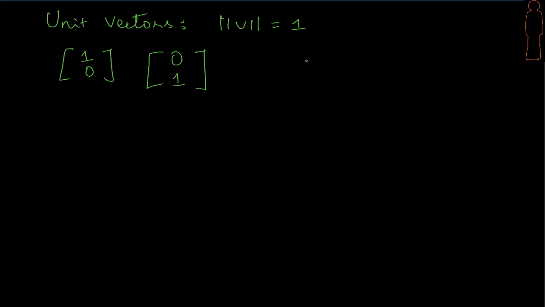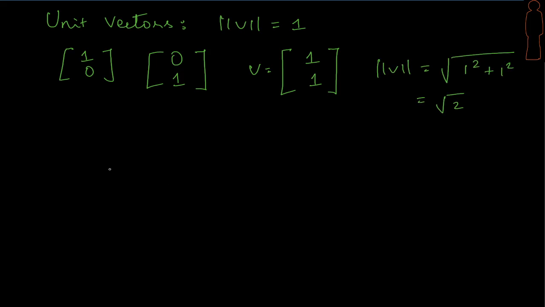One common mistake that we tend to make is that we sometimes pick up the vector 1, 1 and mistake it for a unit vector, but that's not a unit vector. Let's find the magnitude of this vector. The magnitude will be 1 squared plus 1 squared, which is actually root 2.